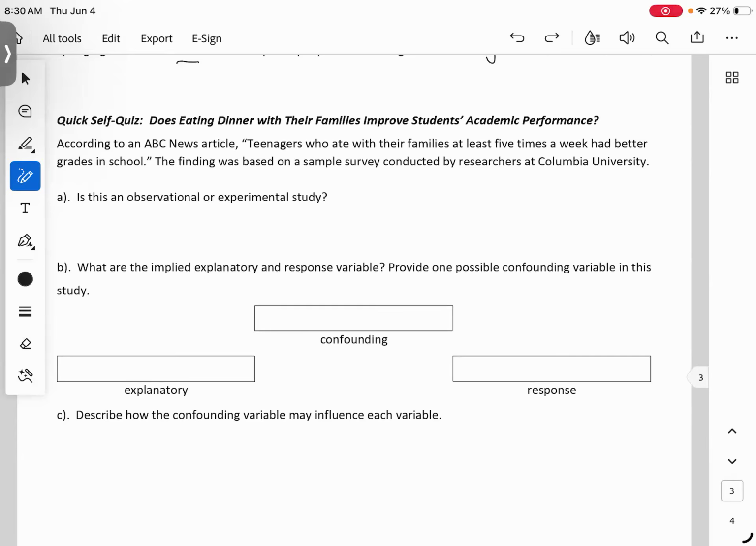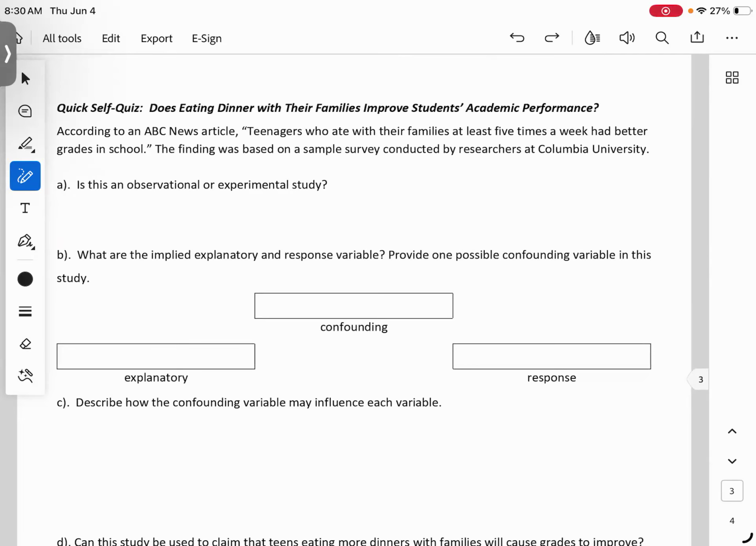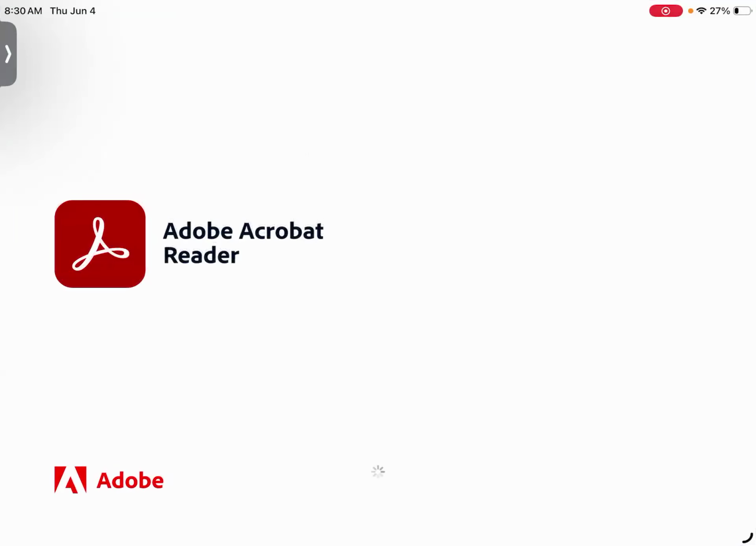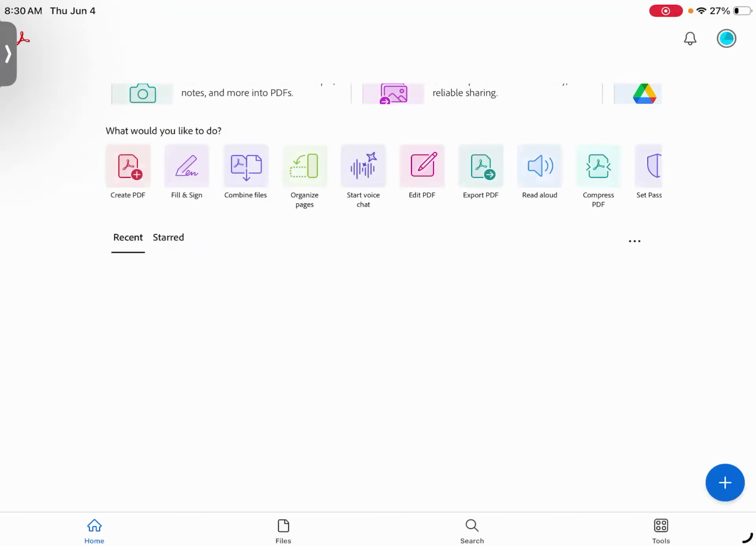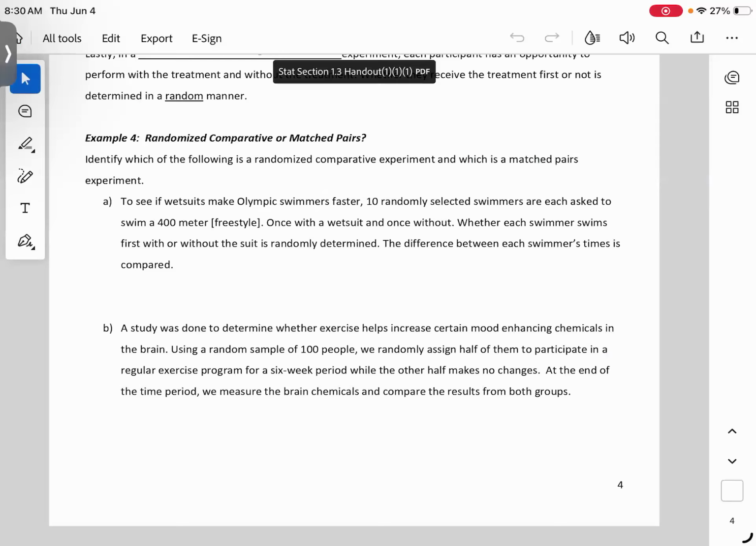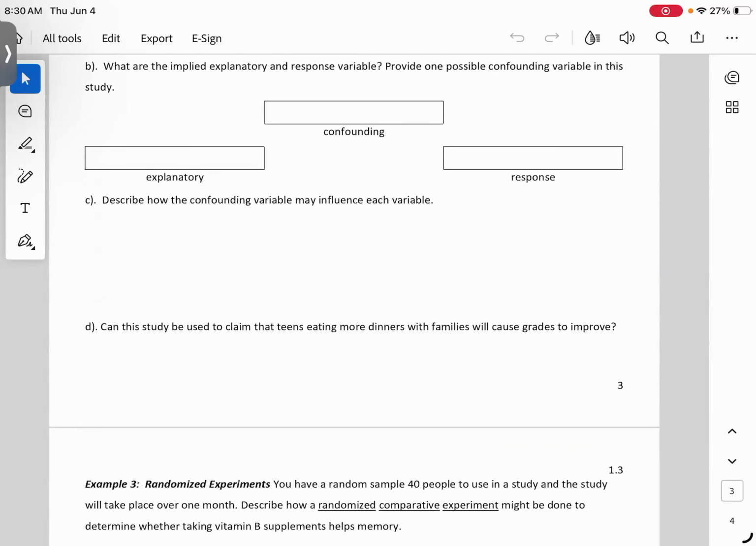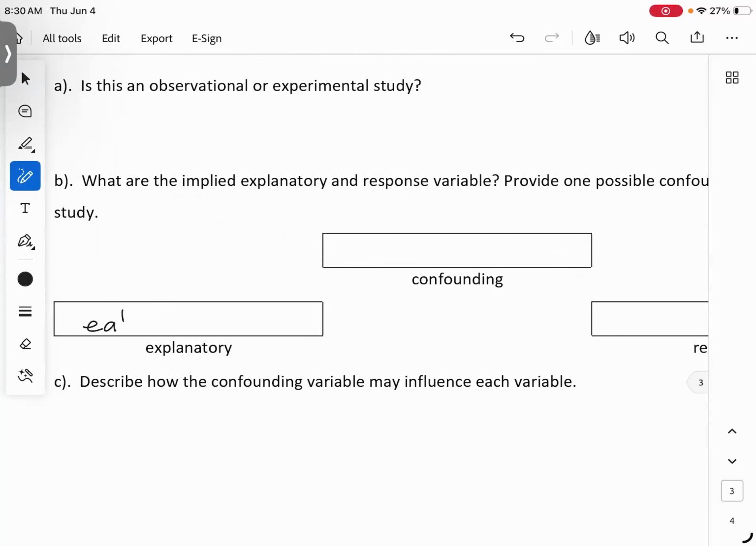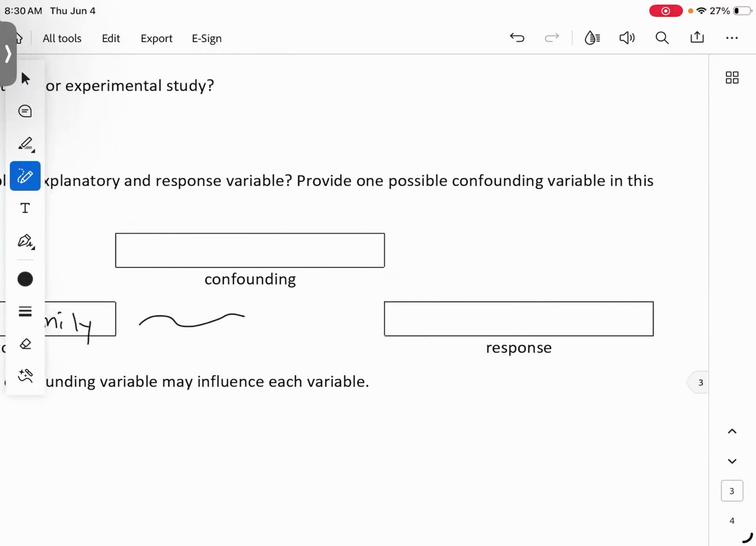So if you read through this prompt, the thing you're going to recognize is that they discovered that if the teenagers are eating with their family, that would be the explanatory variable. Eating with family might be contributing to them getting better grades.